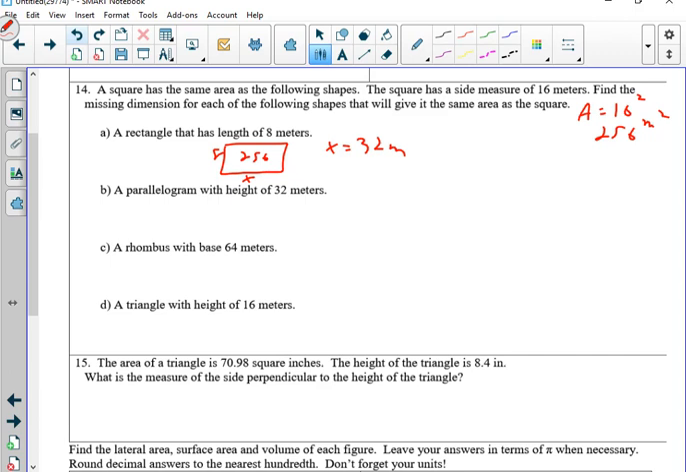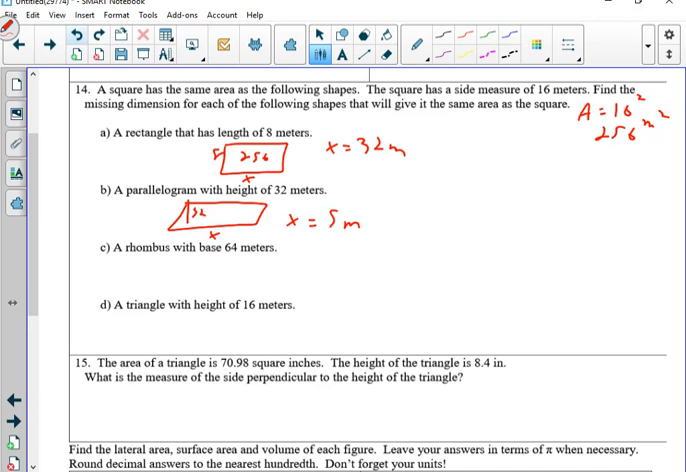Parallelogram has a height of 32. Well, let's just go in the opposite direction. So what is the base? Again, you just divide by 32. This time x is 8 meters.